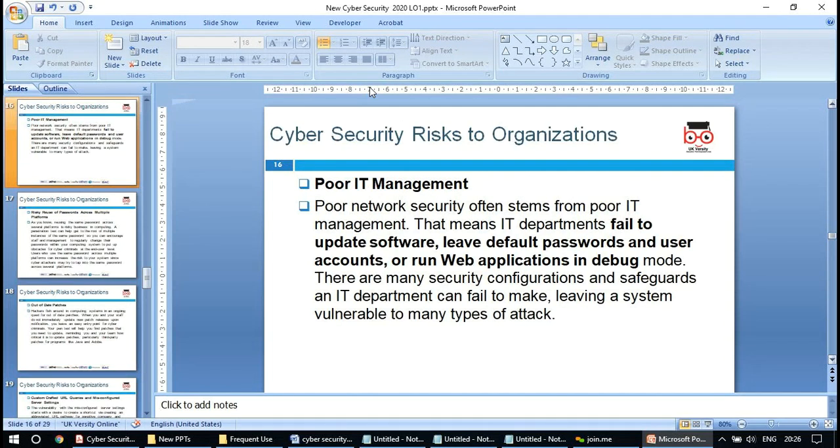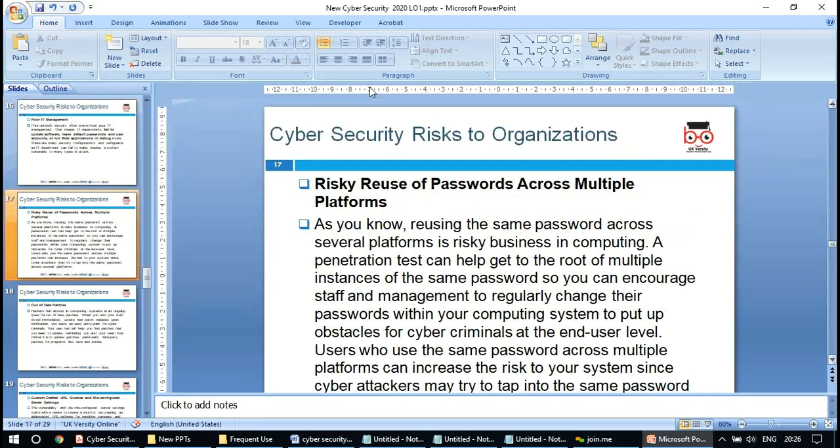Poor IT management is having no policy for updating software, passwords, user accounts, and running web applications in debug mode. Then risky use of passwords. Let's say you used a password for a demo, and you use the same password on the actual website for admin access. For example, when we run the JBoss server as a test, we use the same password, and as developers we use the same password on our own web server.